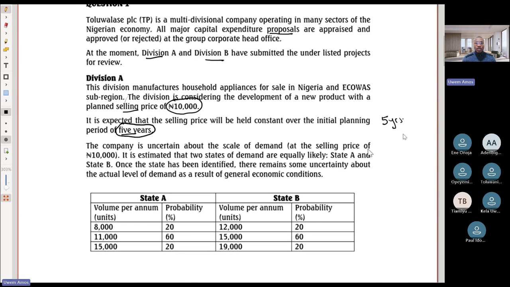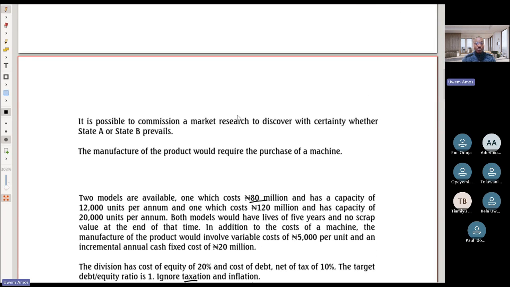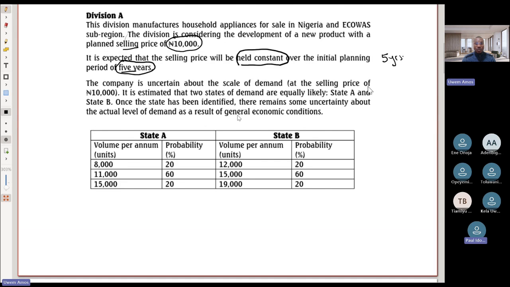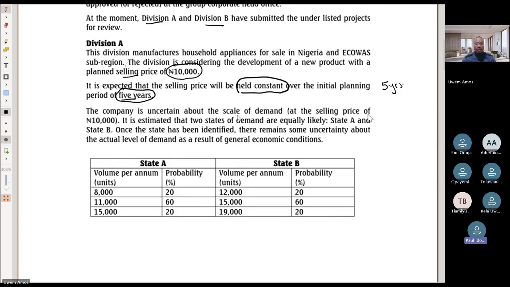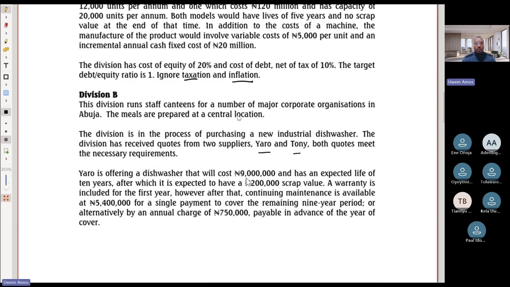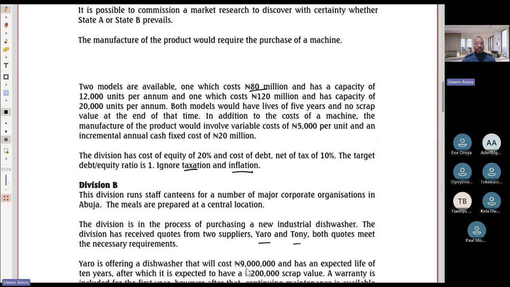Okay, so it says that our sales price will be held constant for 5 years, so we can see that it's going to be constant there. It states somewhere when it talks about our variable cost as well. Okay, but it's a variable cost. I think we have it just somewhere here. Yeah. So it says that the variable cost will be 5,000 per unit. There's no mention that it will increase or decrease, so it's assumed to be constant.